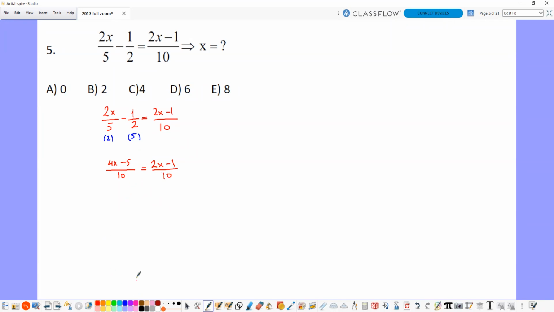Here, the important part, ladies and gentlemen, you can simplify the denominators 10s here. How to simplify? Because they are same denominator. If the denominators are same, numerators also must be same, which means that 4x minus 5.